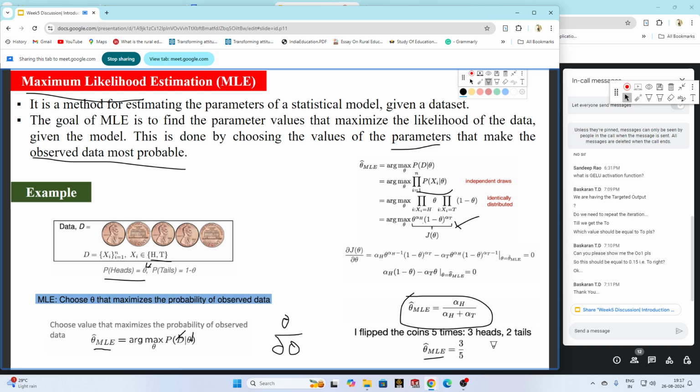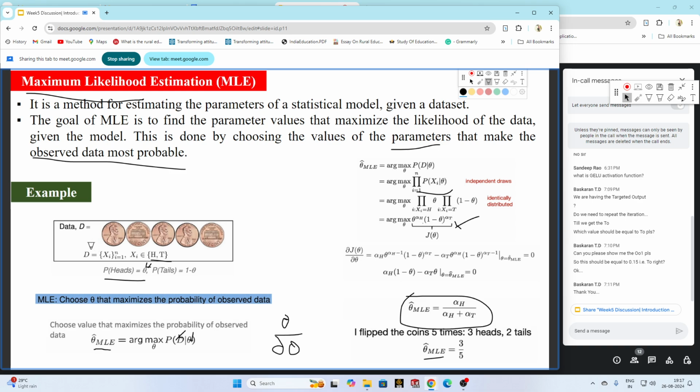So this is about maximum likelihood estimation. Again I am repeating, maximum likelihood estimation is a method for estimating the parameter of a statistical model given the data set. So you have been given a data set, and now you have to find the parameter. Different types of functions will have different parameters. In a Bernoulli distribution, the important parameter is p, the probability of that particular event, which is denoted here by theta.